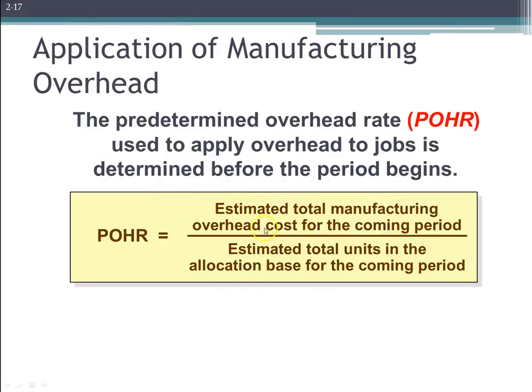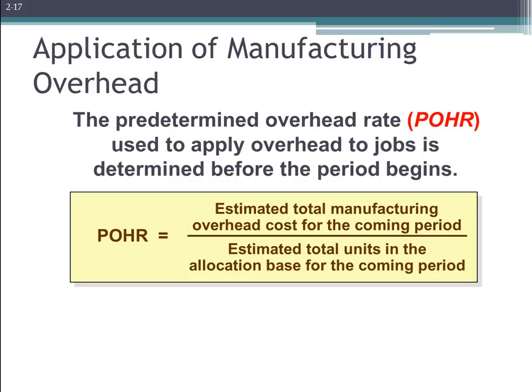This is the basic formula here. We take the estimated total manufacturing overhead costs for the coming period, maybe year, maybe month, depending. So we take the estimate of manufacturing overhead costs and divide by the estimated number of units in our allocation base.